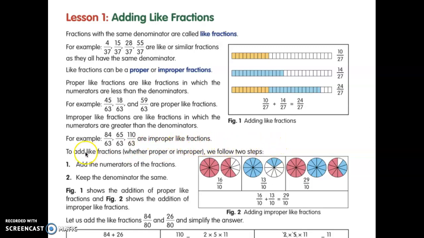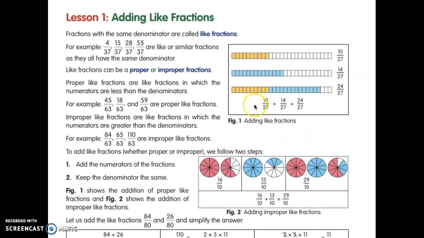Now, what are the rules in adding like fractions? We have only two rules for adding like fractions. Number one is add the numerators of the fractions and then keep the denominator the same. Figure 1 shows addition of proper like fractions, and Figure 2 shows the addition of improper like fractions.